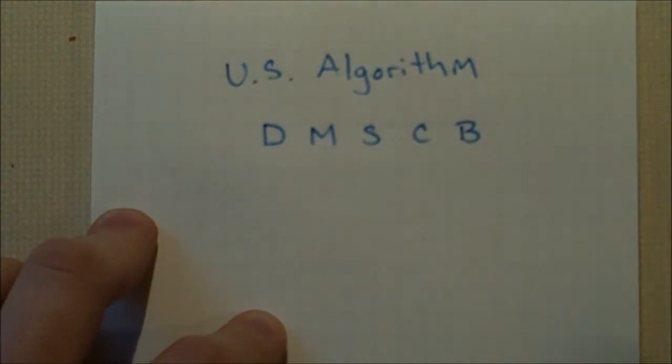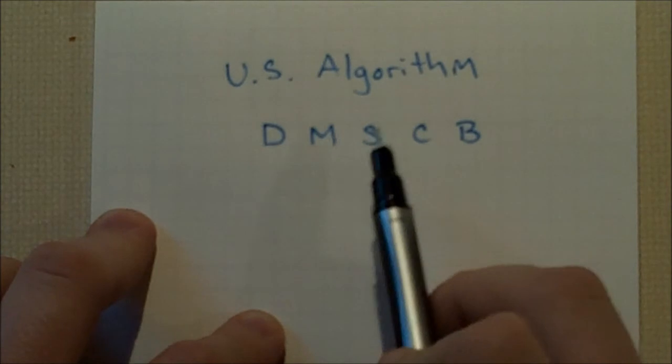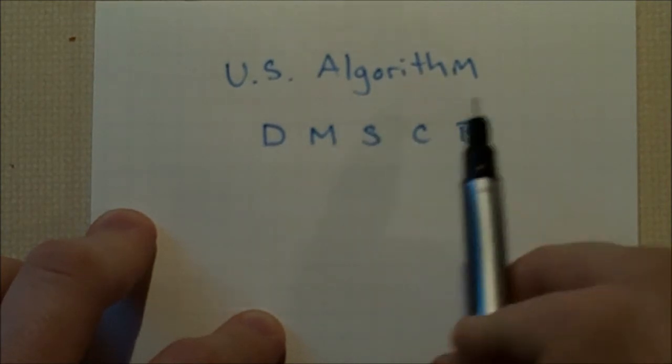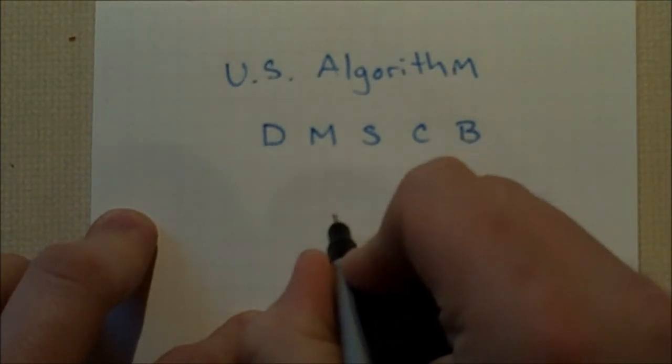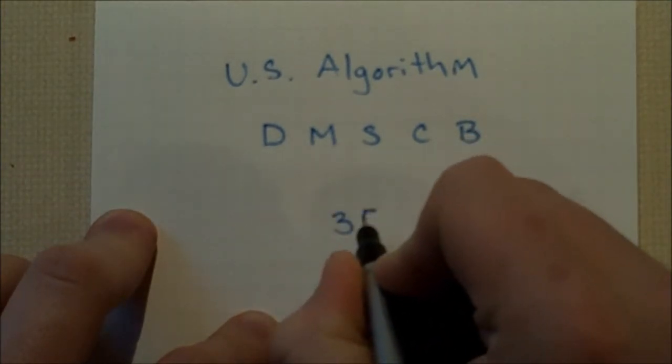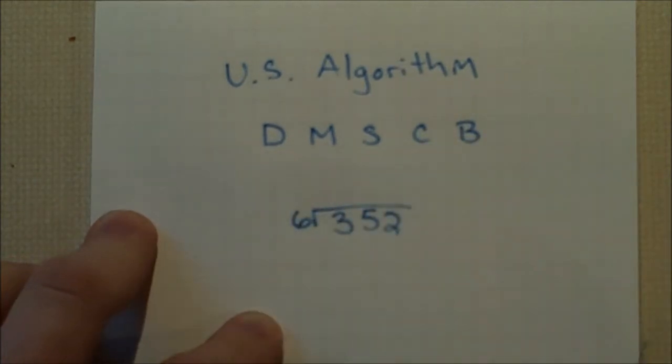And I know that's kind of silly, but that tells us that when we're going through our division strategy, we need to divide, multiply, subtract, compare, and then bring down. And we repeat that over and over as we're solving our problem. So let's look at the same problem we just did, 352 divided by 6.